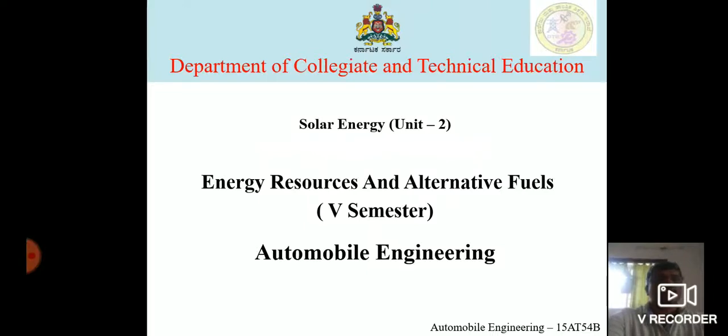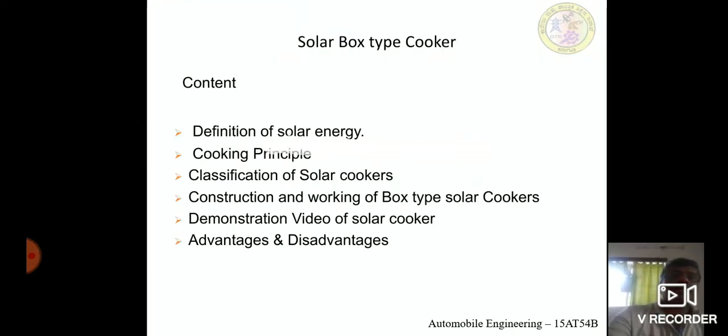Good morning, students. Today we are going to discuss box type solar cookers. Solar is a very familiar word to all. Solar means it is related to the sun. Whatever energy is given by the sun is nothing but solar energy. Using this solar energy, we can do many types of useful work for us, day-to-day work.